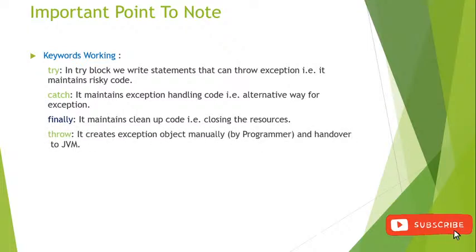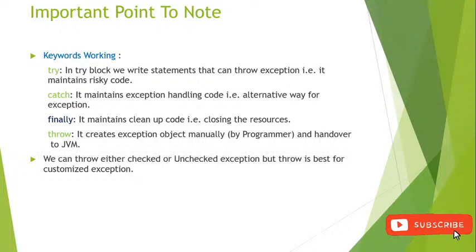After that, the throw keyword. The throw keyword creates an exception object manually. This time the method will not create the object; the programmer will create an object manually, and we can hand over that object to the JVM. If we are handling the exception, the right exception handling code will be printed. If we are not handling that exception, the default exception handler will print it. We can throw either a checked exception or an unchecked exception, but throw is best for customized exceptions.